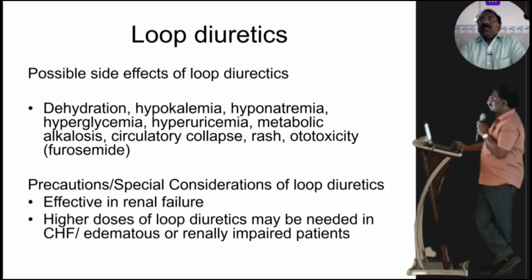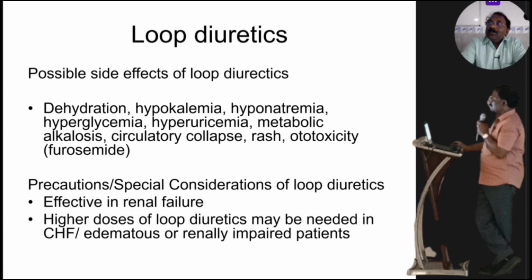See, there are different side effects of the loop diuretics because they are very potent drugs. So once they cause diuresis, obviously dehydration, hypokalemia, hyponatremia. As I told you, they increase the blood sugar, hyperuricemia. So that is the reason they are contraindicated in gout, metabolic alkalosis, circulatory collapse.